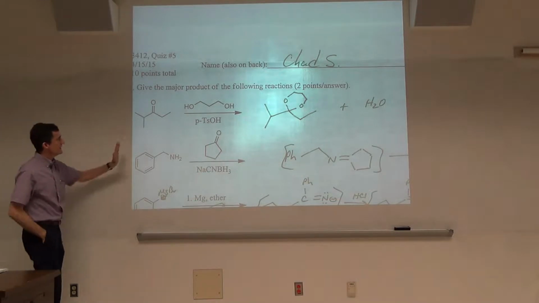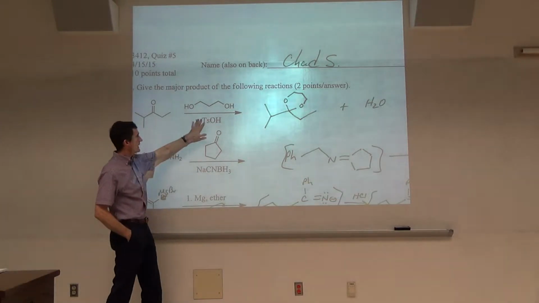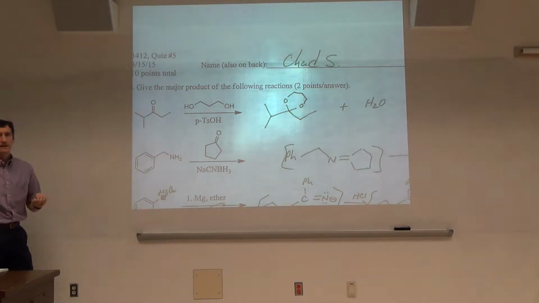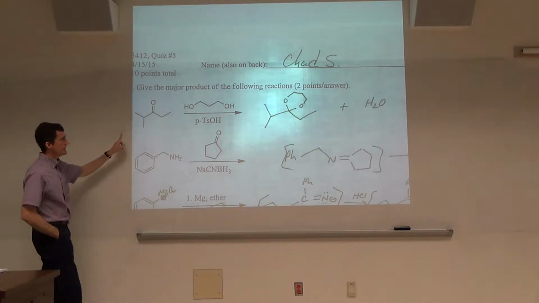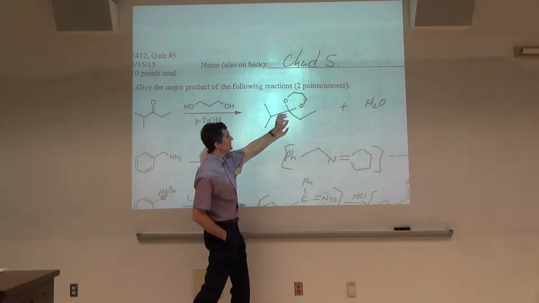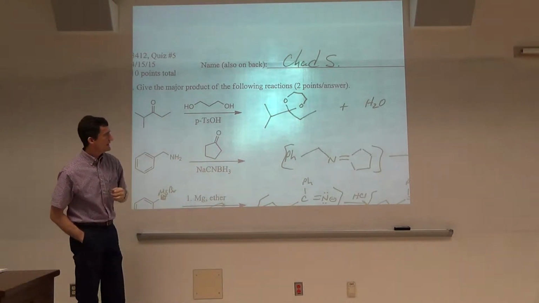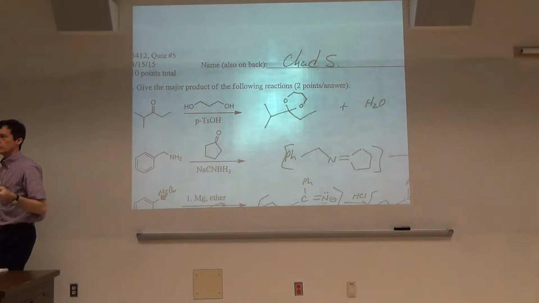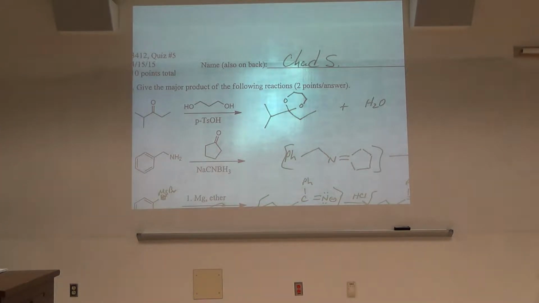Okay, first one, we have an aldehyde or ketone, we have a diol, acid catalyst. Looks like an acetal, a cyclic acetal. Three carbons between the oxygens: 1, 2, 3. Cyclic acetal. You don't have to put the water. Major product. Major product is your acetal.